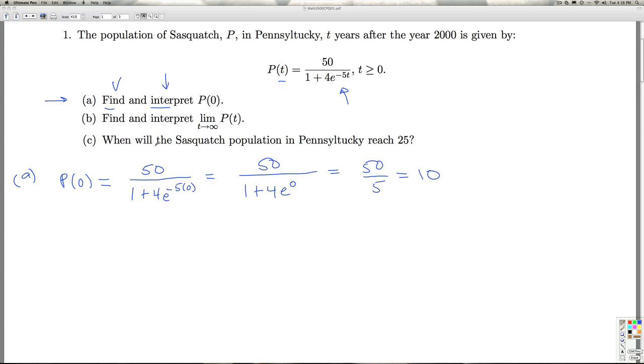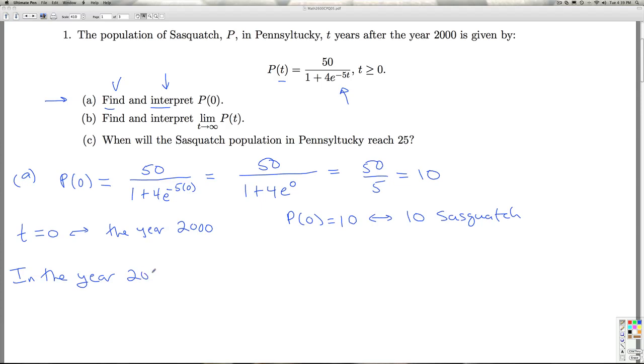Now we need the interpret part. To interpret this, we note that t equals 0 corresponds to the year 2000, and P of 0 is 10 corresponds to 10 Sasquatch. So putting this together, we can say in the year 2000, there are 10 Sasquatch in Pennsylvania. So that'll do it for part A.